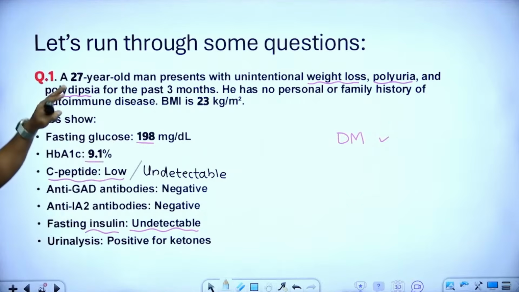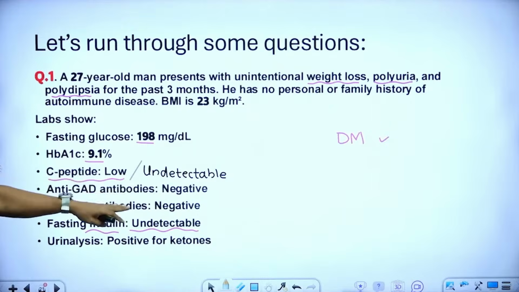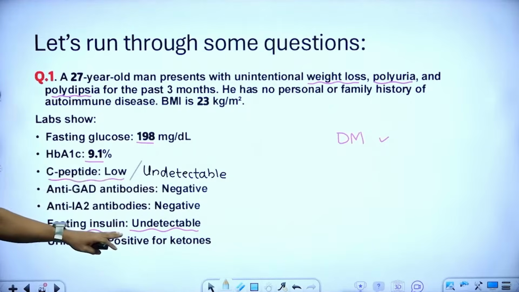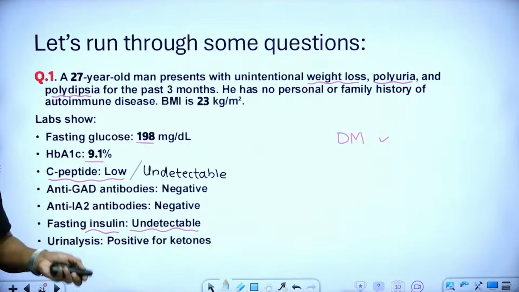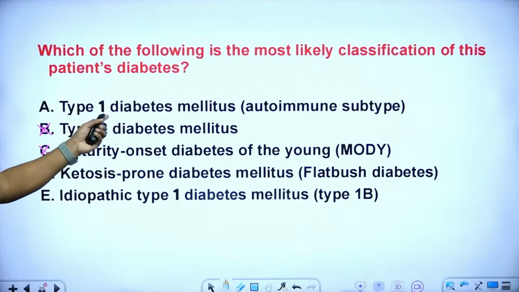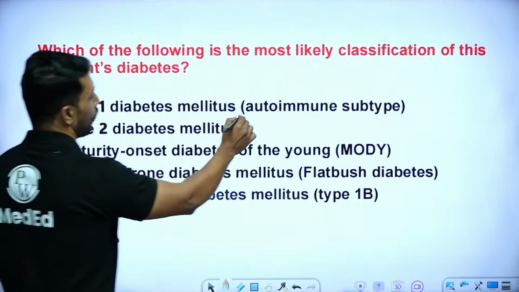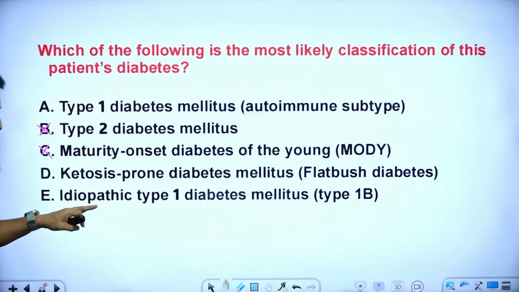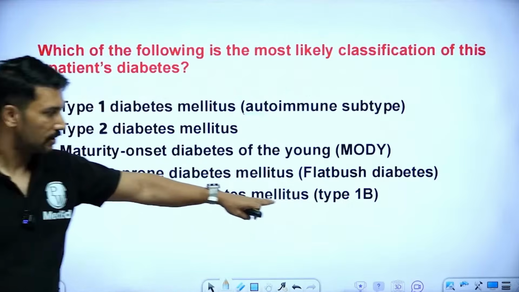Second, the C-peptide levels and insulin level being low or undetectable. So that helps me rule out MODY also. So I have to decide between type 1 and type 2 diabetes mellitus. Type 1 is what? Type 1A autoimmune type, and type 1 idiopathic type, which is type 1B.